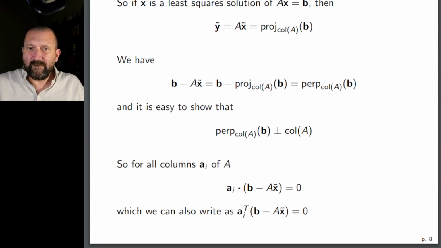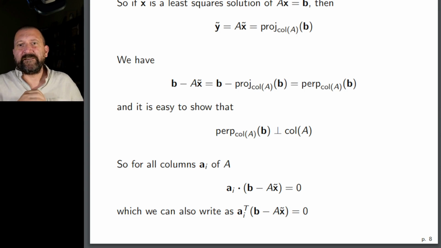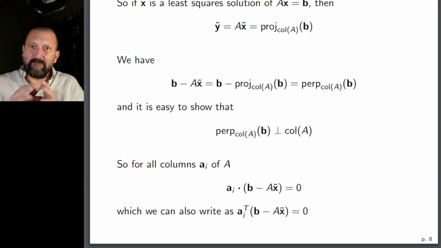So if x tilde is a least squares solution of AX equals B, then y tilde, equal to A times x tilde, is equal to the projection on the column space of A of the vector B. And we can use this to go even a little further.